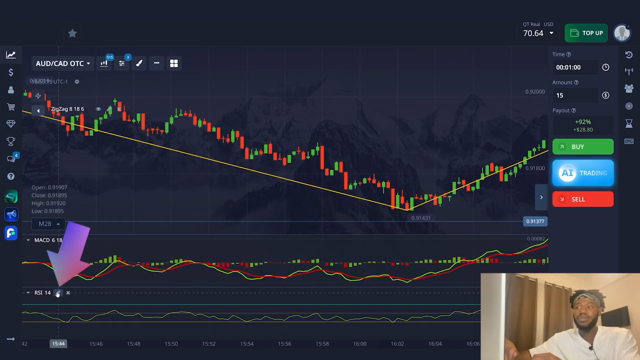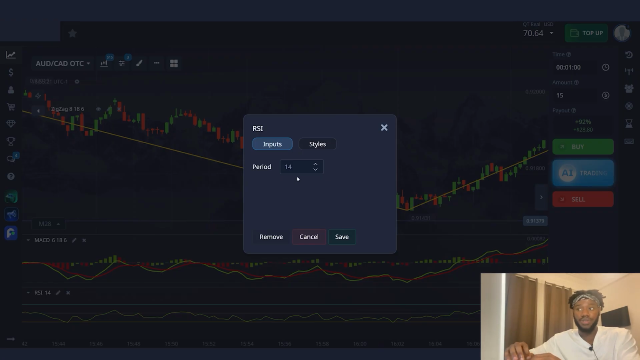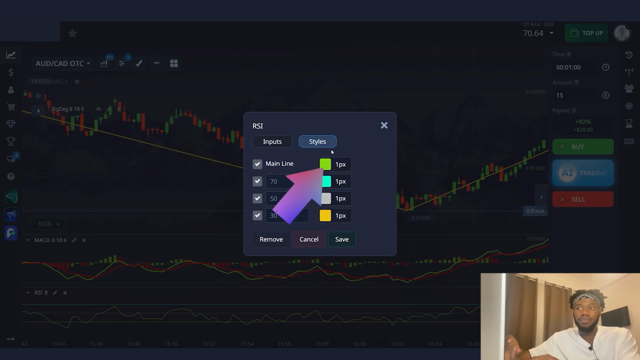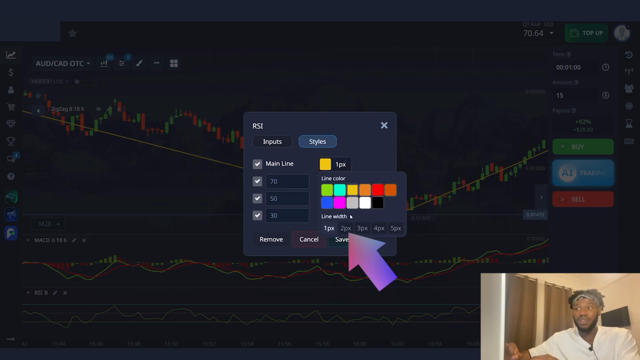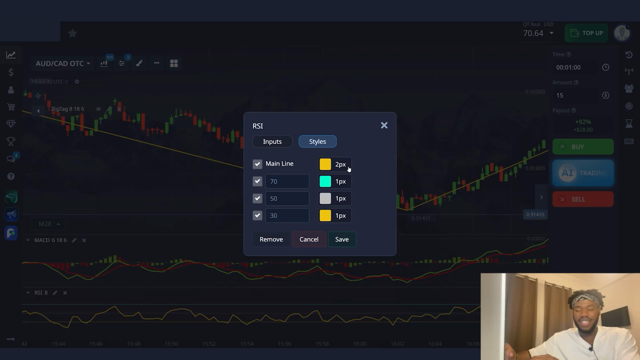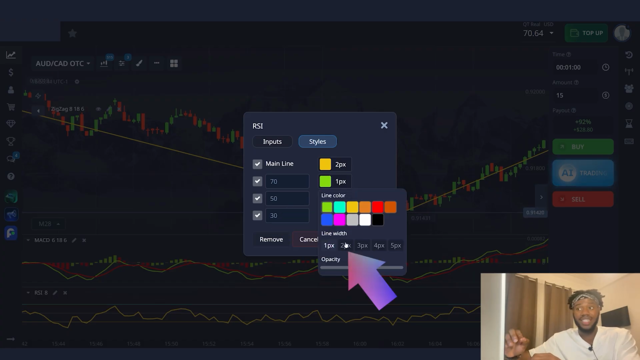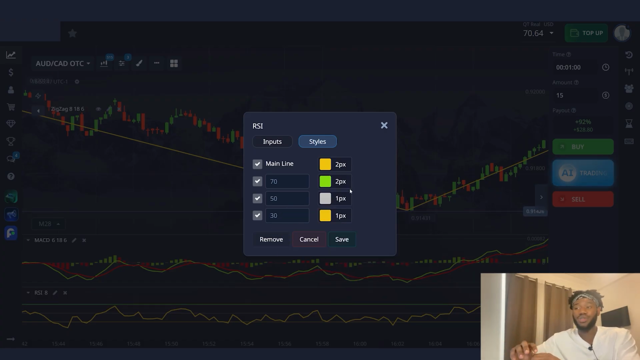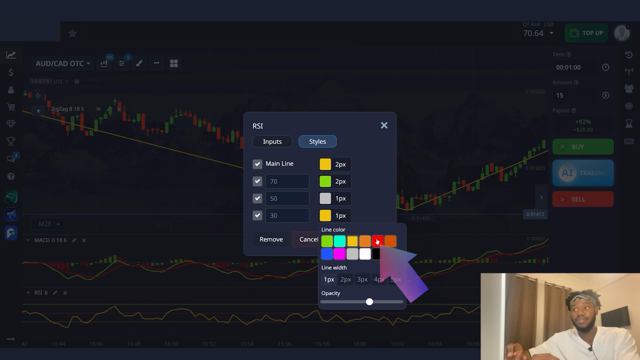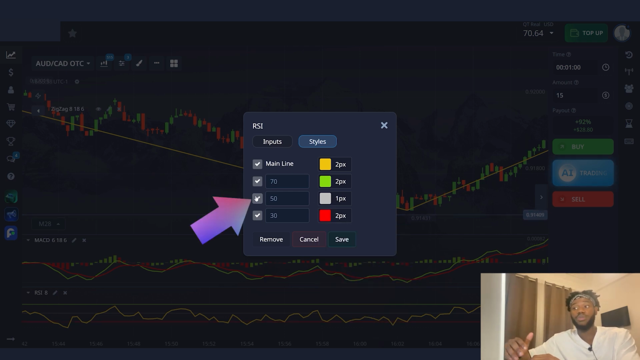Now the period of the RSI indicator should be reduced to 8, so the indicator will respond better to price changes. I will make the color of the main indicator line orange and increase its thickness. Now level 70 will be green, level 30 will be red. I'll increase the line thickness for both levels. Level 50 is not used in the strategy, so I will disable it.